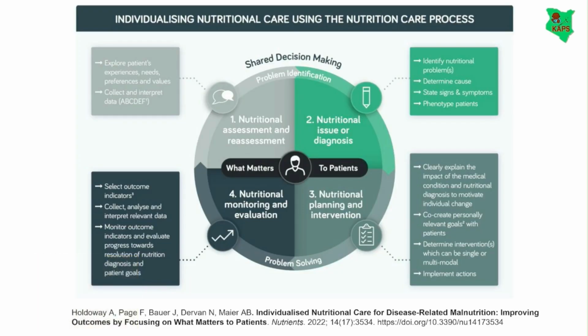So this is the nutrition care process. This is borrowed from the Nutrition Journal of 2022, and this flowchart is basically a summary of what my entire presentation is made up of. The first two circles are how we identify the nutritional problem, the nutritional considerations. Then points 3 and 4 are how we solve it. So we start with nutritional assessment and reassessment of the patients, then we come up with an issue or diagnosis, then we plan and intervene, and then we monitor, evaluate and follow these patients up.